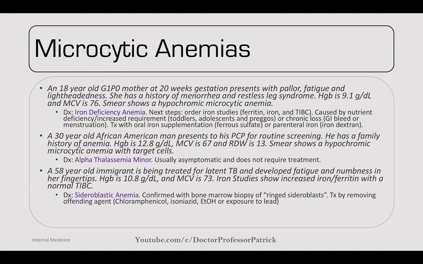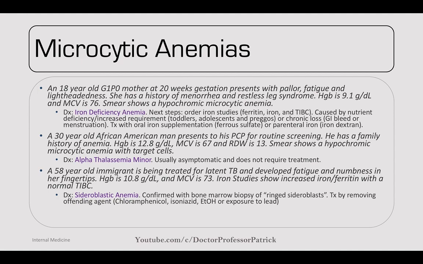So looking at microcytic anemias first, we've got an 18-year-old mother at 20-week gestation who presents with pallor, fatigue, and lightheadedness. She has a history of menorrhagia and restless leg syndrome. Hemoglobin is 9.1 and MCV is 96, and a smear shows hypochromic microcytic anemia. So this is iron deficiency anemia. It's the most common hypochromic microcytic anemia. And the first steps to order are going to be iron studies, so ferritin, iron, and total iron binding capacity.